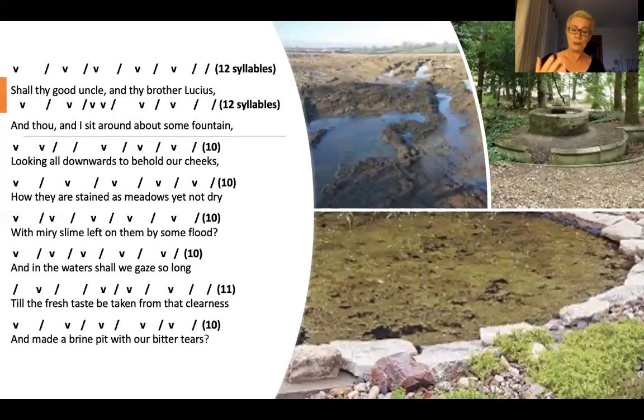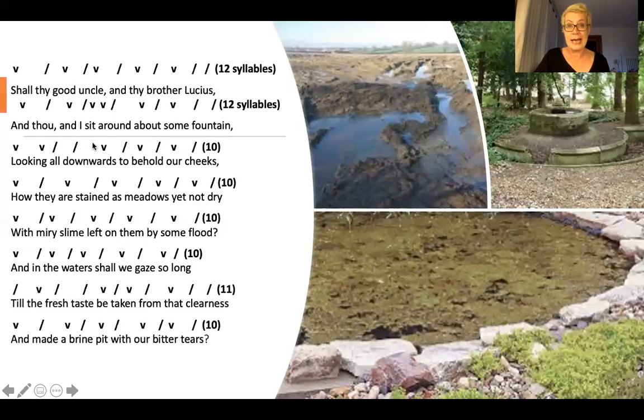Okay, so if we're putting the 12 syllables into 5 beats, this is what happens. "Shall thy good uncle and thy brother Lucius." It's kind of like there's a sort of half weird beat at the end. "And thou and I sit around about some fountain." Fountain.